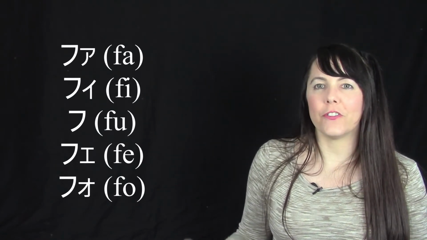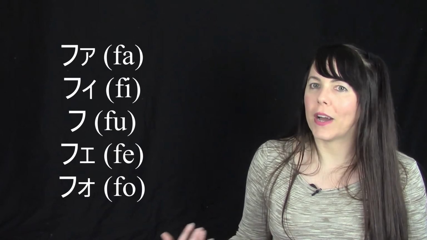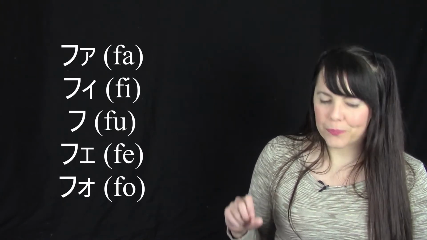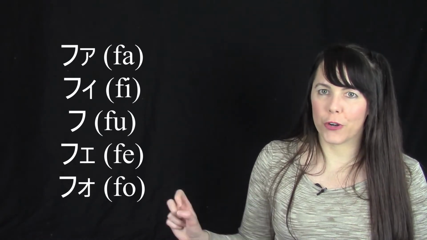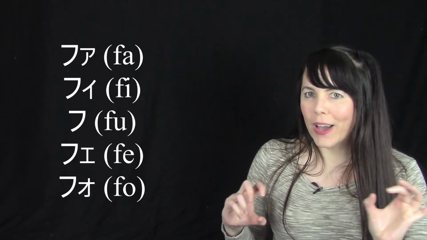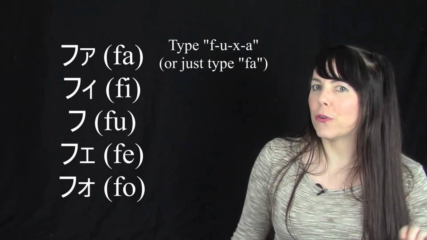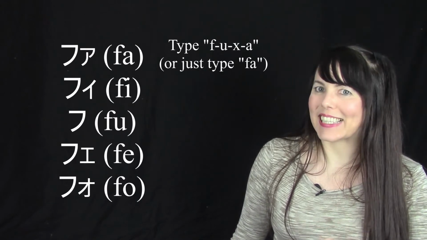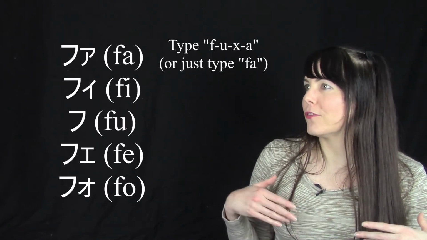And incidentally, if you're typing this on a keyboard and you want to know how to write the smaller version of a character, you type an X right before you type that character. So if you wanted to type fa, for example, the fu and then the small a, you'd type fu, and then you would type X, and then you would type a, and that's how you'd write fa.